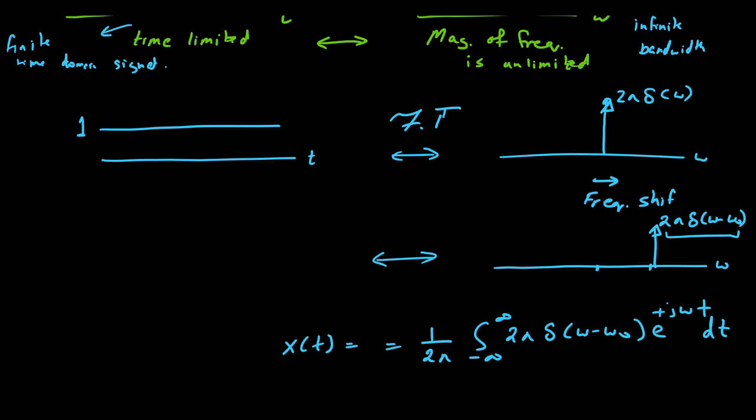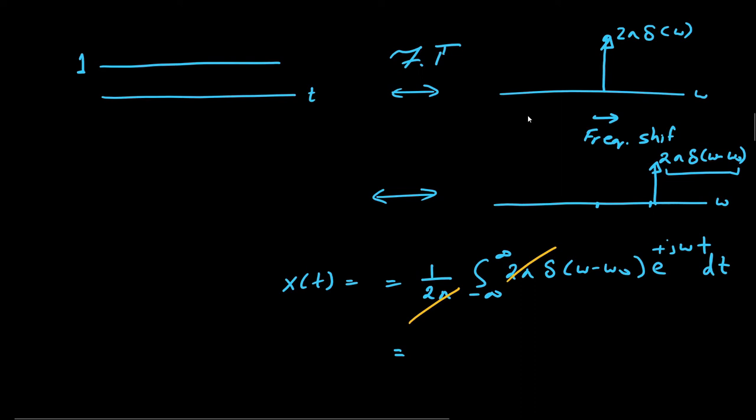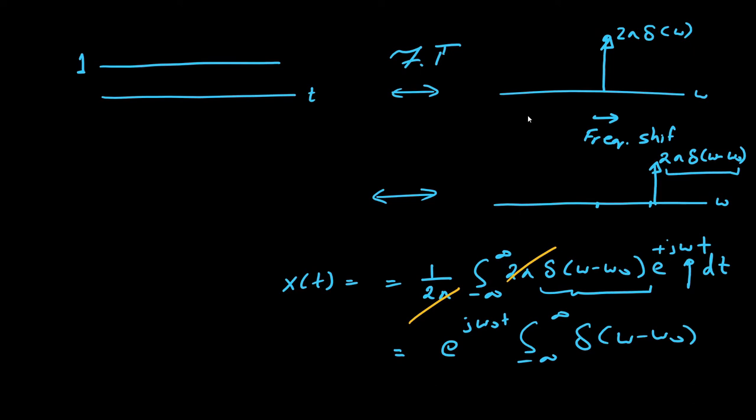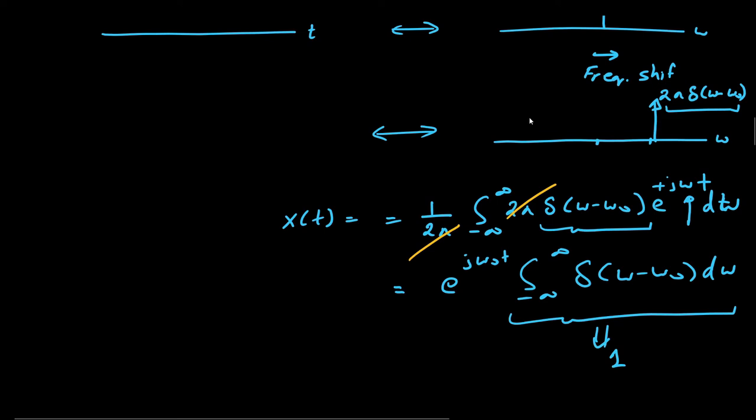So as this 2 pi would cancel with this 2 pi, we would be left with e to the power j omega naught t, from the property of the Dirac delta function, times the integral from minus infinity to infinity of delta of omega minus omega naught, d omega. Now this integral is simply 1, and we just have e to the power j omega naught t. This is our new x of t.